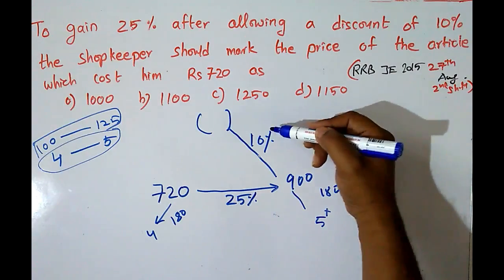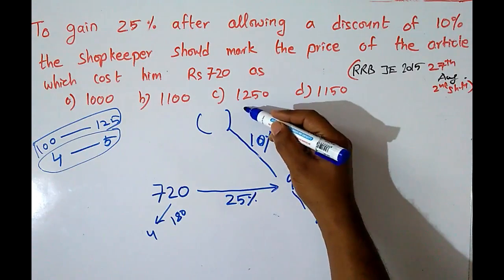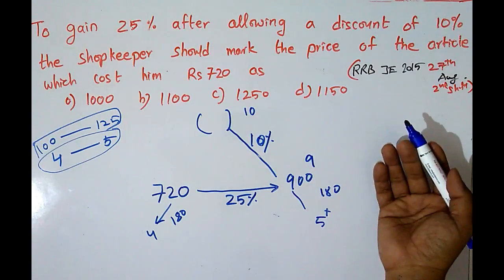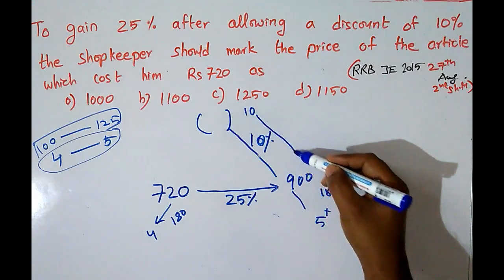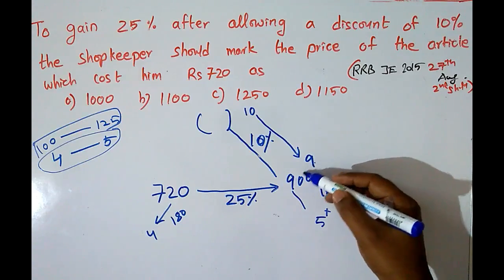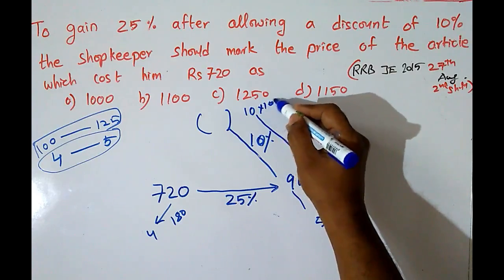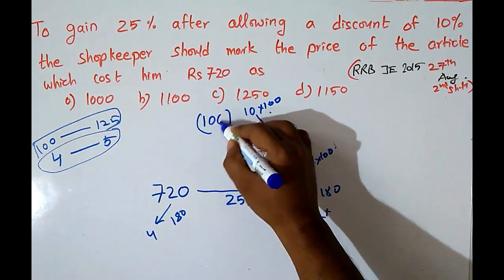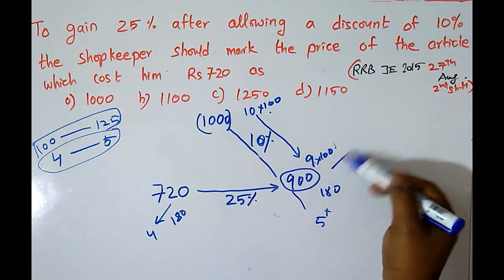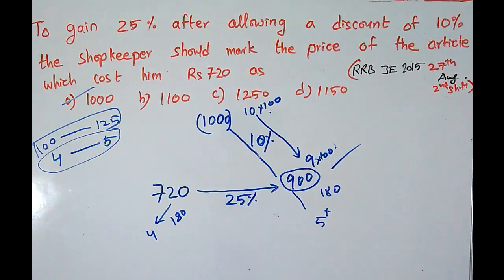See friends, for 10%, it is easy to write the parts. If it is 10 rupees, it will become 9 rupees after a 10% discount. Easy, friends, and this is the way I will multiply. See, 9 corresponds to 900, that is 100 times. The same way, 100 times 10 becomes 1000. See, 1000 after a 10% discount becomes 900. So the market price is 1000.